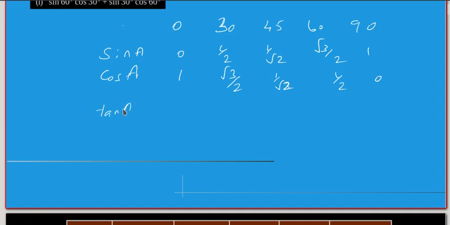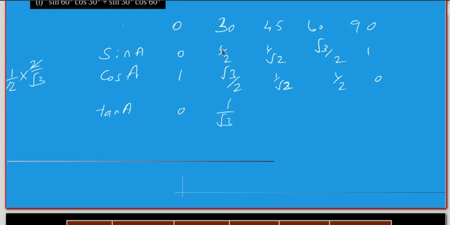Now we will get tan of the angle A. Tan 0 is nothing but sine 0 divided by cos 0, so 0 by 1 becomes 0 itself. Tan 30 is nothing but sine 30 divided by cos 30, so 1 by 2 divided by root 3 by 2. Division becomes multiplication by the reciprocal, so we write 2 by root 3. This 2 will get cancelled and we will get 1 by root 3.